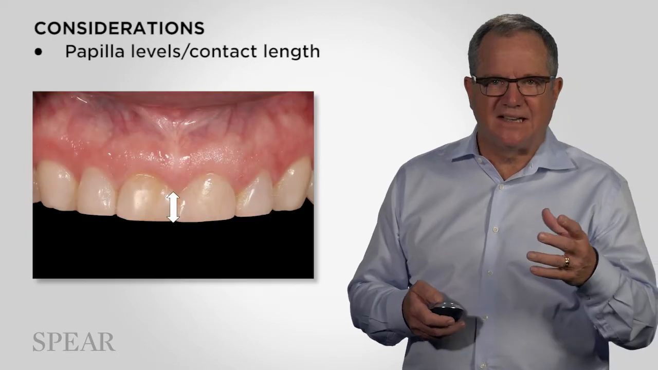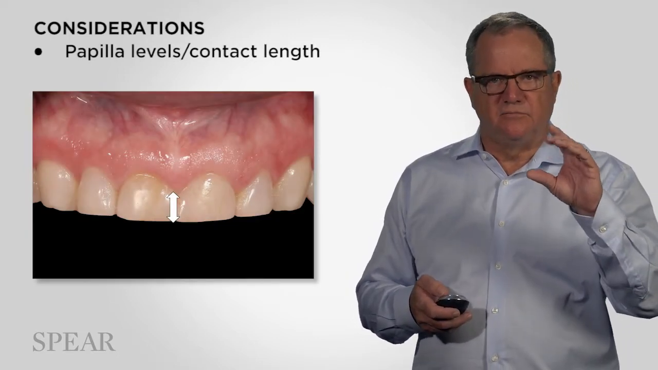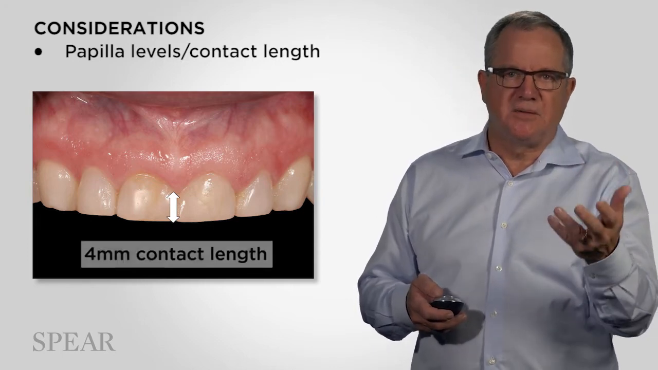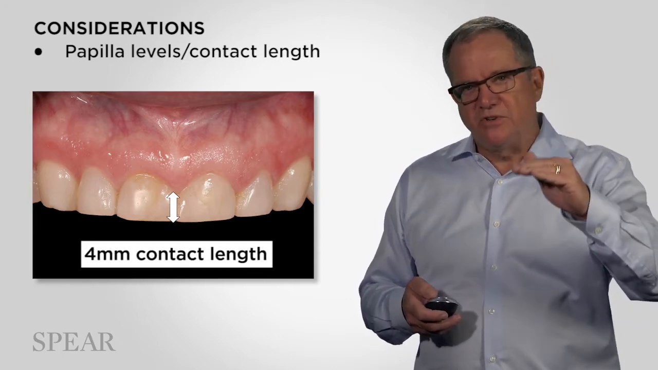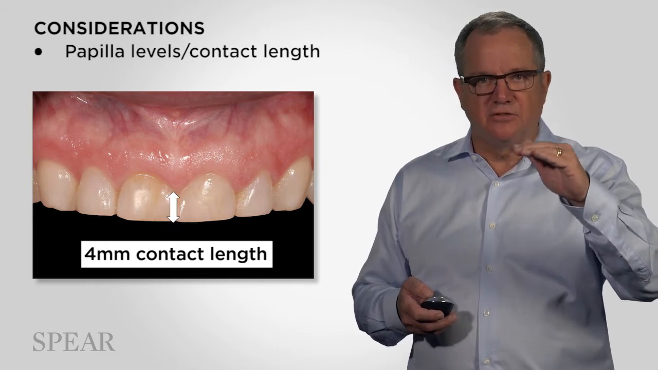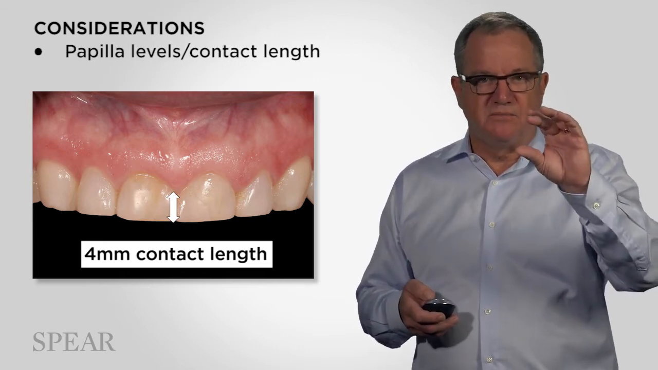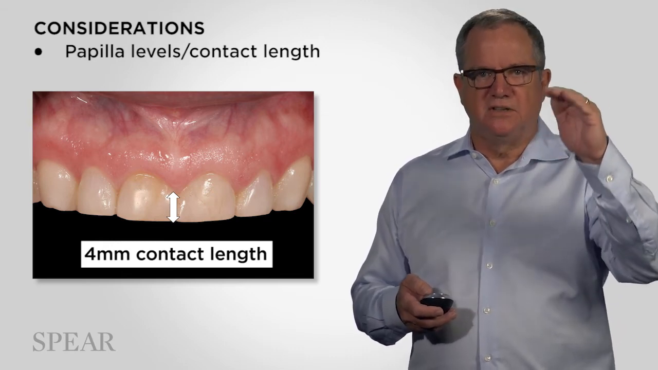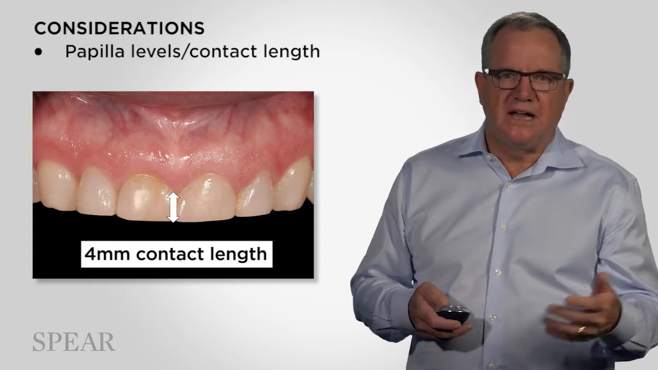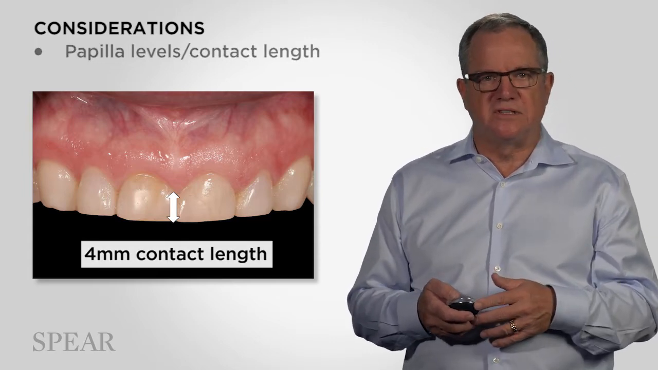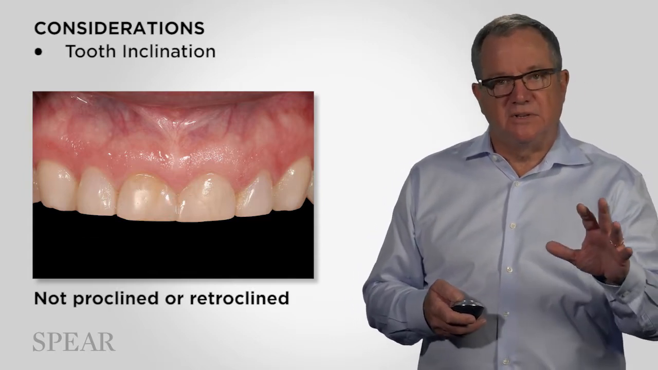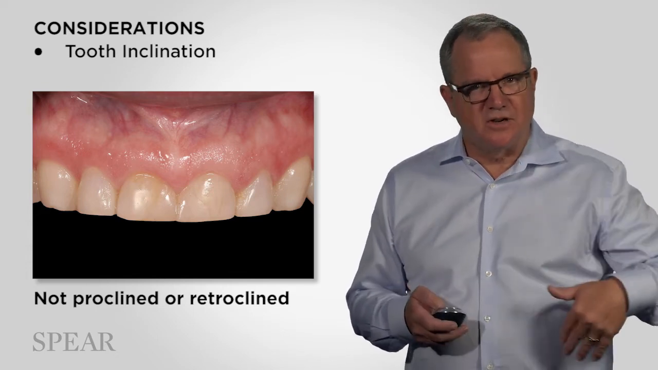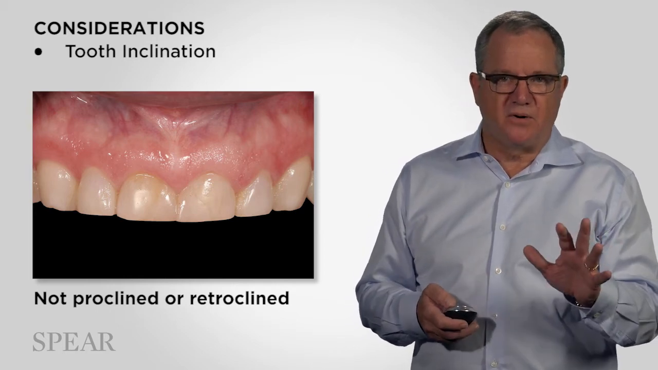Papilla level, contact length, not bad. We'd like 5 to 6 millimeters from incisal edge to papilla. She's at about 4. So if we restore the incisal edge 1.5 millimeters longer, like we talked about, we'll have a pleasing looking contact. And if we did surgery to move the tissue apically, we'd have a correct tooth length as well, most likely. Now, the other thing that's really in her favor is the inclination of the teeth. They're not proclined, they're not retroclined. But we have that problem.